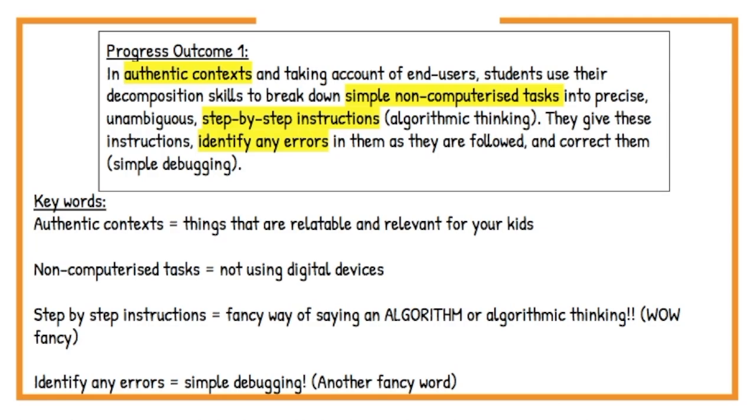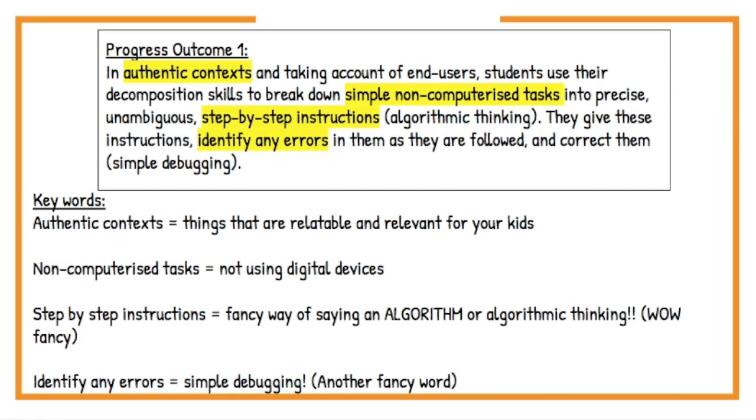So being able to work through an activity on paper and pen first before giving them a digital device to solve it. Step-by-step instructions. Basically, that's a really fancy way of saying an algorithm or algorithmic thinking. So when you'd say, let's go and solve some instructions for putting on our shoes, you could say, let's do an algorithm for putting on our shoes. And the kids will be so wow that you're using this big fancy word.